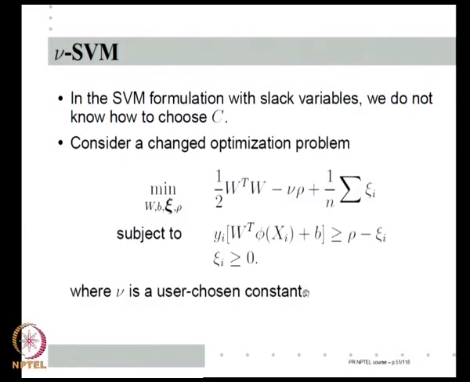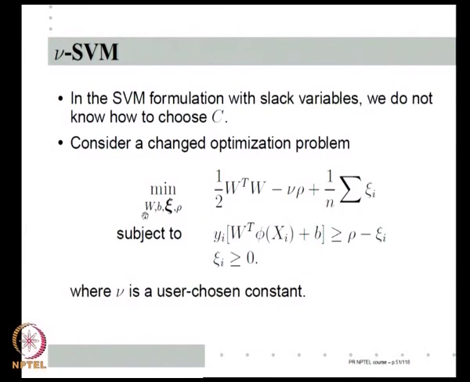So, let us say we want to work with an optimization problem in which the user defined constant like C has some meaning. So, I reformulate the primal objective function like this. I still have (1/2) W transpose W, I still have summation ξi. Instead of C, I put 1 by n here, where n is the number of examples, and I add one extra term minus nu rho. Nu is the parameter. Instead of C, my new parameter nu is used. Rho is also an optimization variable.